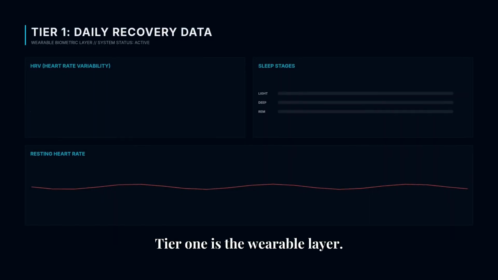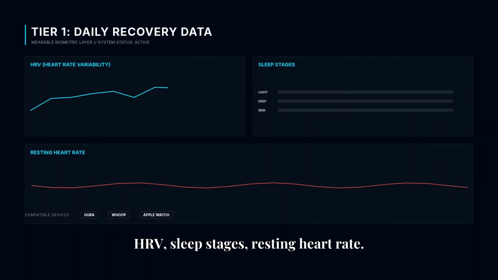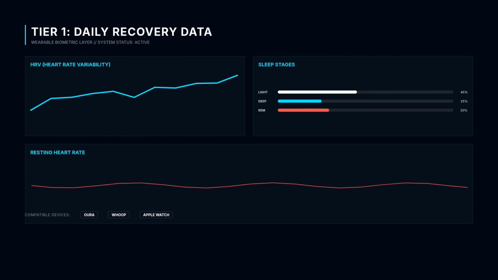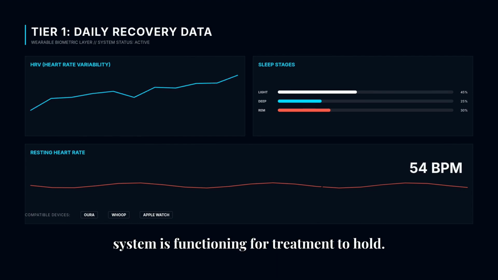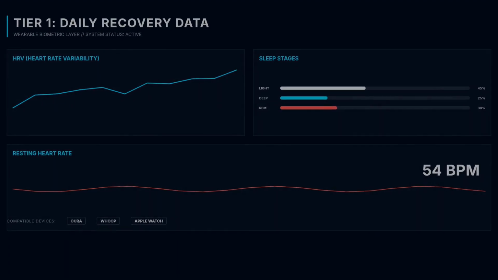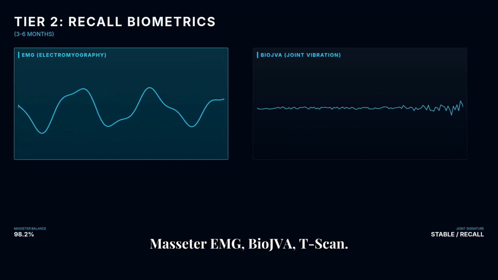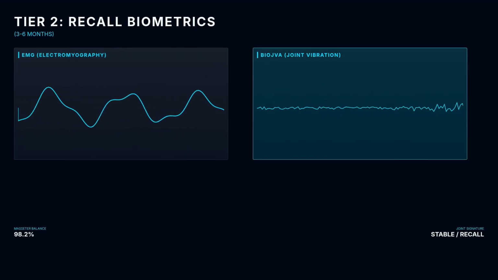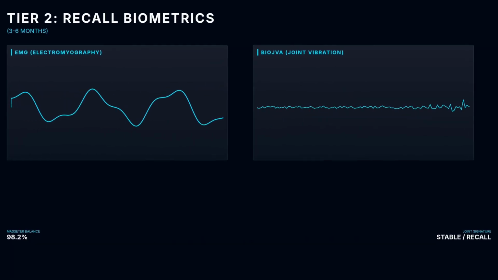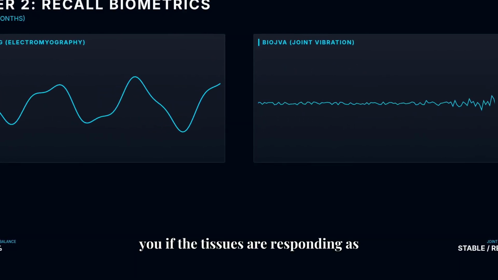Tier 1 is the wearable layer. HRV, sleep stages, resting heart rate. This tells you whether the patient's recovery system is functioning for treatment to hold. Tier 2 is the chairside layer. Masseter EMG, BioJ, VA, T-scan. These update at each recall and tell you if the tissues are responding as expected.